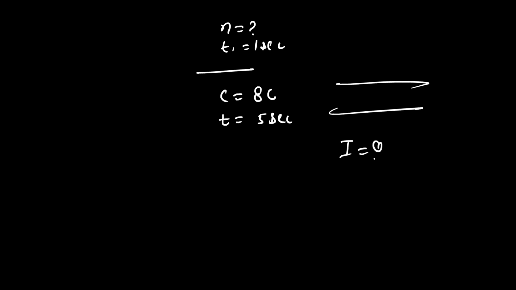So you can write I is equal to Q by T. What is the definition of current? The rate of flow of charge, meaning how much charge per second is passing through a conductor. So current is the rate of flow of charge, meaning the total charge that flows divided by the time. So if 8 Coulomb charge flows for 5 seconds, then you have to write 8 divided by 5, and you will get 1.6 ampere. You got it?